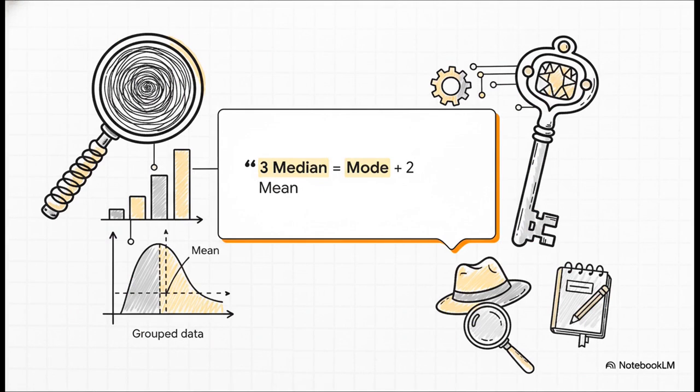And this is the secret. This is the empirical relationship between mean, median, and mode. 3 times the median is approximately equal to the mode plus 2 times the mean. This is a powerful master key. If you're running short on time in an exam and you know 2 of the values, you can use this to quickly estimate the third. It's a huge time saver, and it's great for checking your answers.